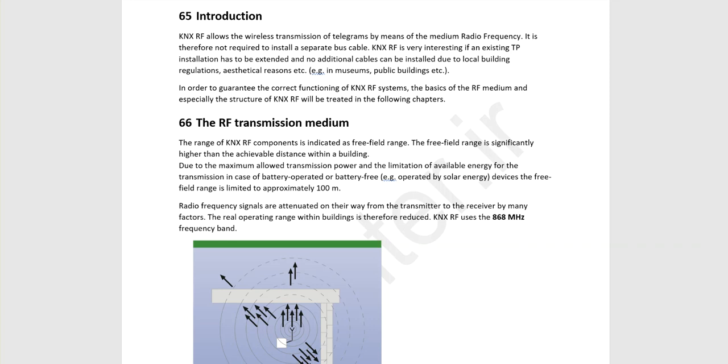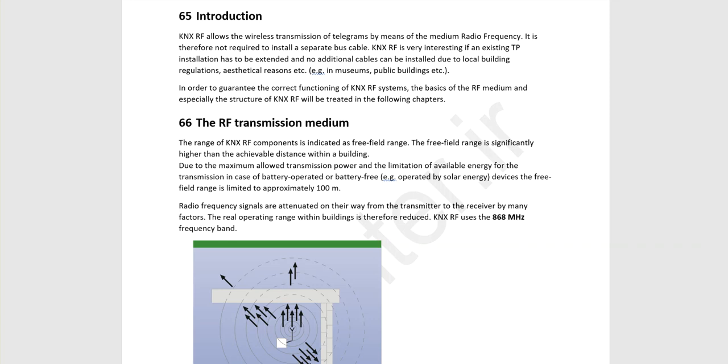The radio frequency signals are attenuated on their way from the transmitter to the receiver by many factors. So it means it is affected by disturbances. The real operating range within the building is therefore reduced. KNX RF uses 868 megahertz.